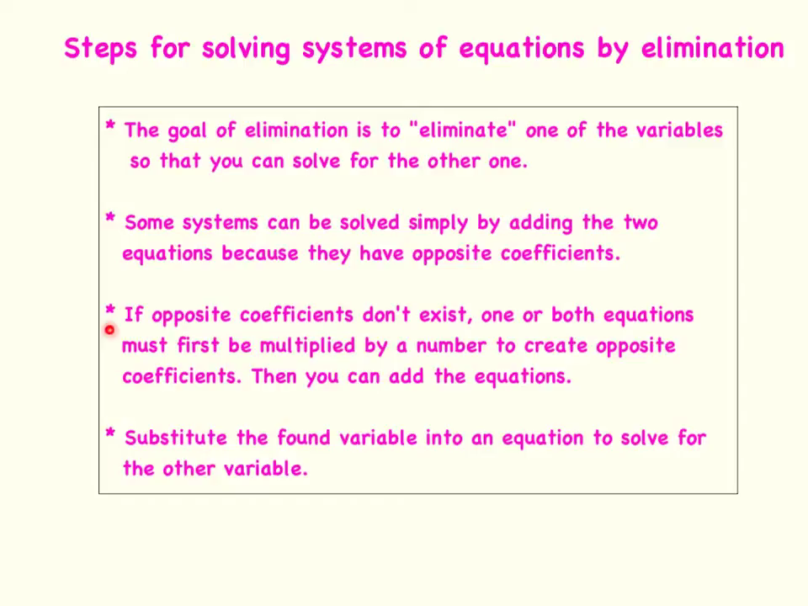Now, if opposite coefficients don't exist, then one or both equations must first be multiplied by a number to create opposite coefficients. Then you can add the equations. After you have solved for one variable, then you can substitute the found variable into an equation to solve for the other variable. Now let's do our first example.